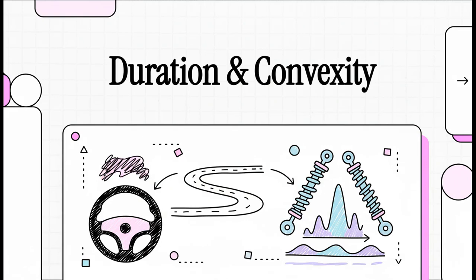Today we are diving deep into two of the absolute pillars of fixed income, duration and convexity. Look, if you've ever wondered how the pros really manage interest rate risk, well, you've come to the right place. Let's get right into it.